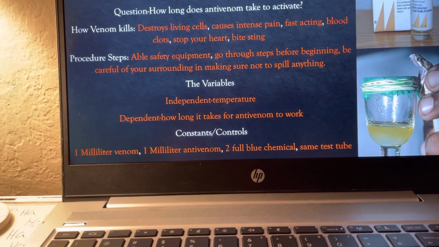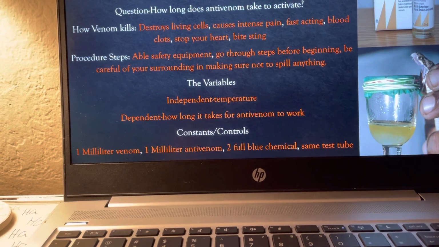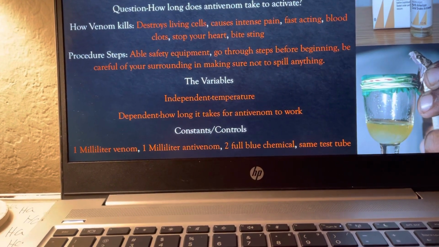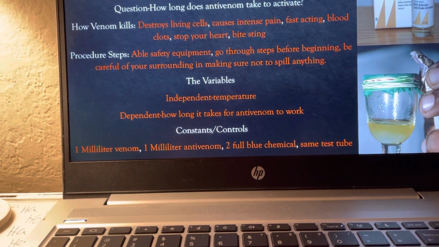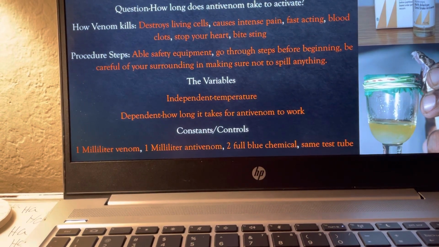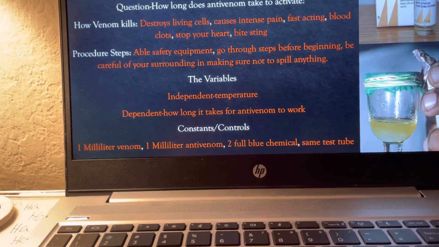Procedure steps. Wear safety equipment. Go through the steps before beginning. Be careful of your surroundings and make sure not to spill anything.